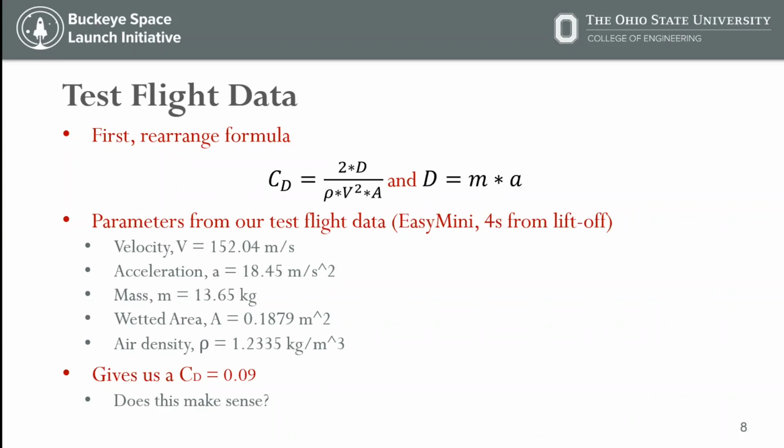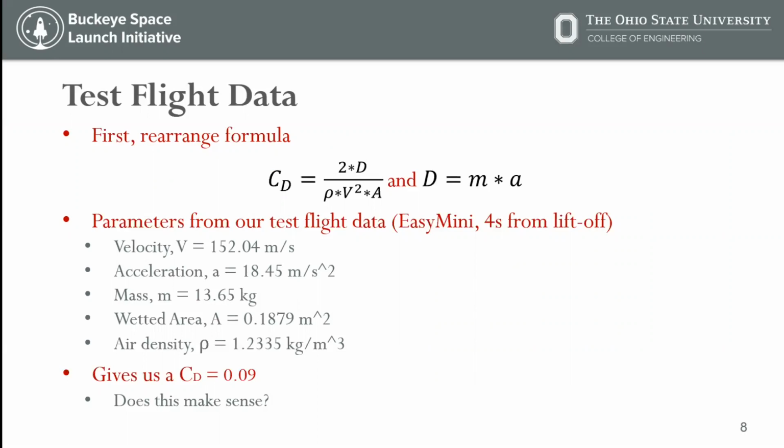4 seconds from liftoff, we found our velocity is about 152 meters per second. Acceleration is about 18.5 meters per second squared. That is slowing us down. Our dry mass, so without any fuel on board after we've burned out, we're looking at about 13.5 kilograms.